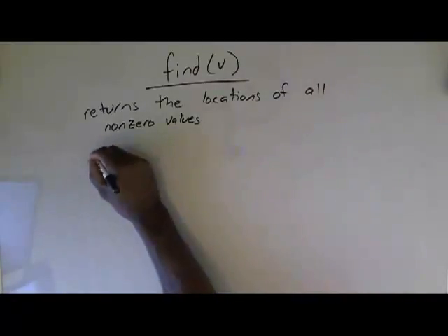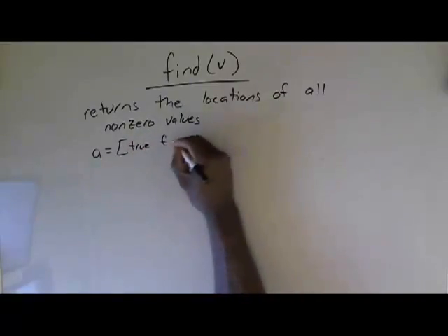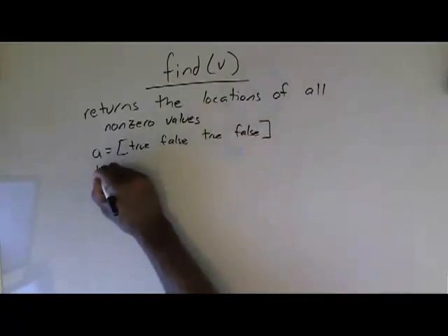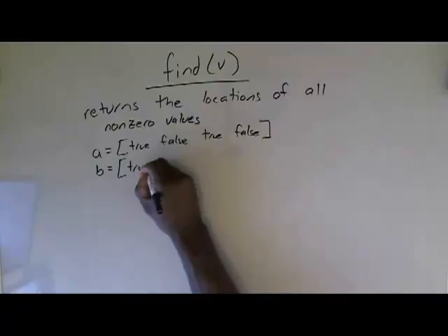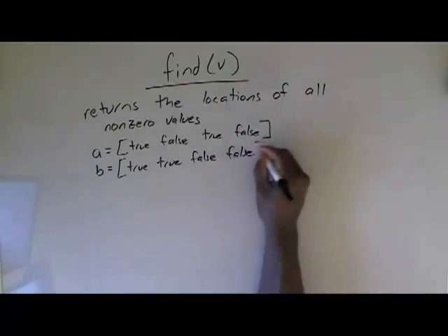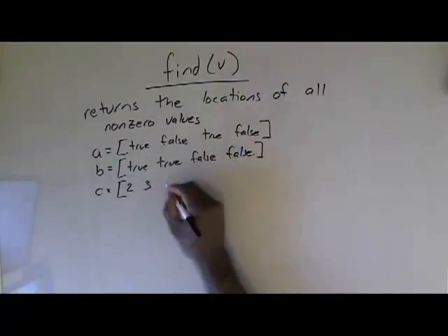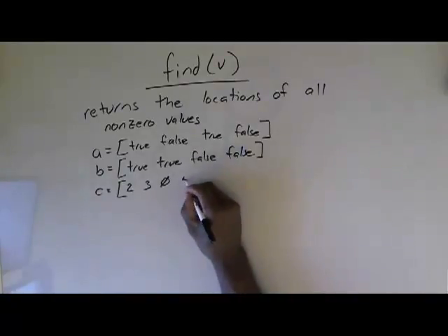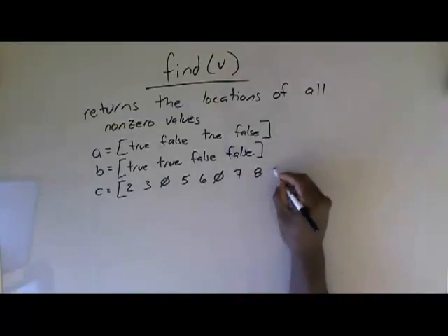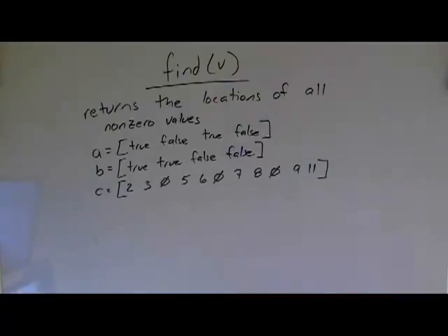So let's start off with vector A equals true, false, true, false. Vector B equals true, true, false, false. Vector C equals 2, 3, 0, 5, 6, 0, 7, 8, 0, 9, 11. Okay? And let's see how the find function works on these.